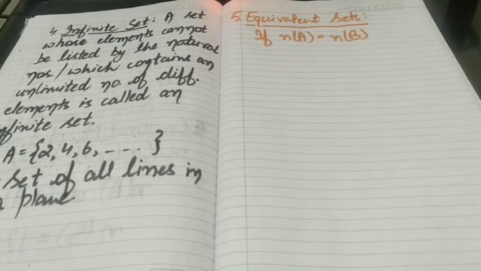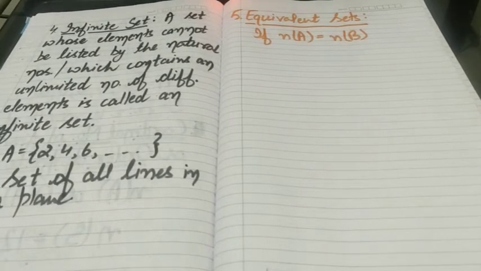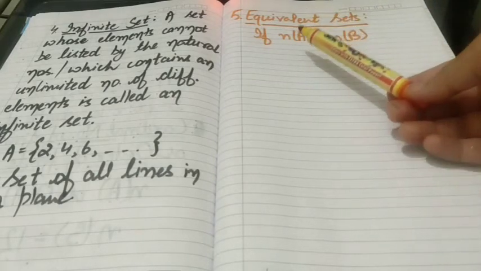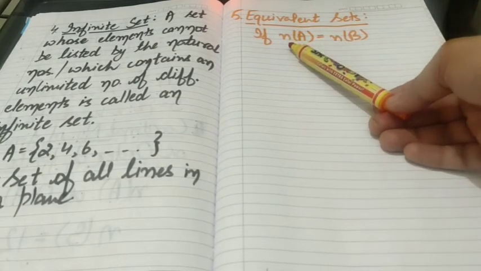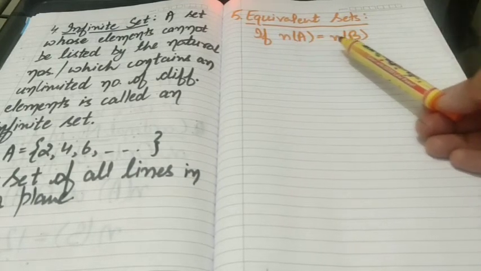Next we have the equivalent sets. Well students, two sets A and B are said to be equivalent sets if they have the same order, or we may say if they have the same cardinal number. Means two finite sets A and B are said to be equivalent if they have the same number of different elements. That is why two sets A and B are equivalent if the number of elements in A is equal to the number of elements in B. It can also be stated as the cardinal number of set A is equal to the cardinal number of set B, or the order of set A is equal to the order of set B.